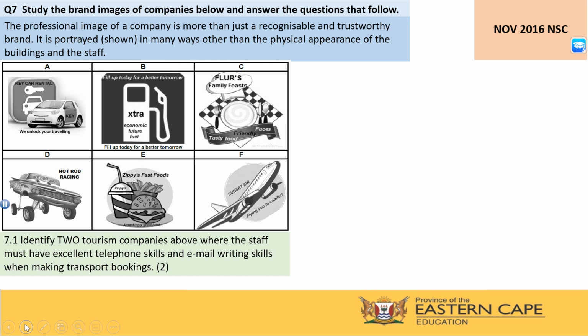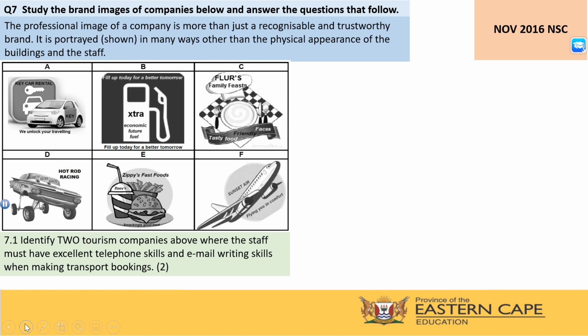on the words that you see in the question, and let's break it down a little bit. So, what are we referring to here? We are referring to, firstly, excellent telephone skills and email writing skills when making transport bookings. So you should already be able to eliminate certain of those companies that are portrayed in the image there, because those that we need to focus on are companies that make transport bookings.